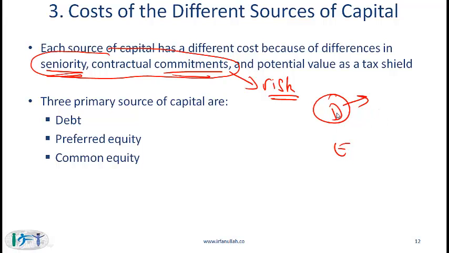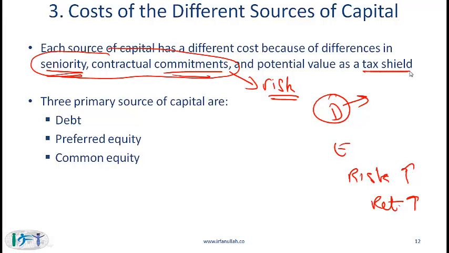If debt is less risky than equity, then the cost of debt is also going to be lower because investors will be happy with a low return on debt relative to equity. The other way of looking at it is that with equity, investors are taking a higher risk. Therefore, they are expecting a higher return. Higher return for investors means higher cost for the company.